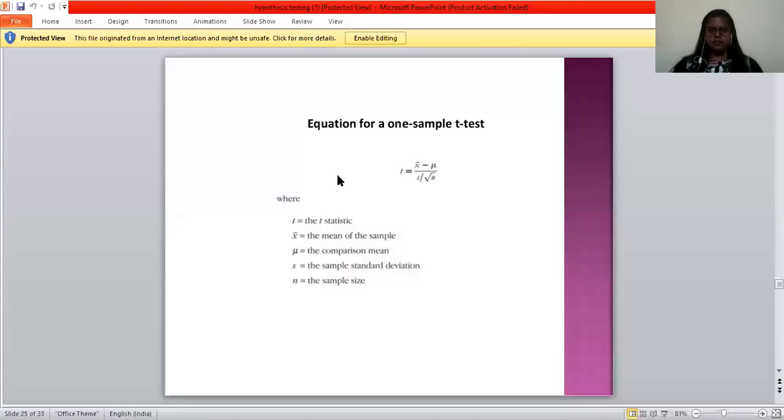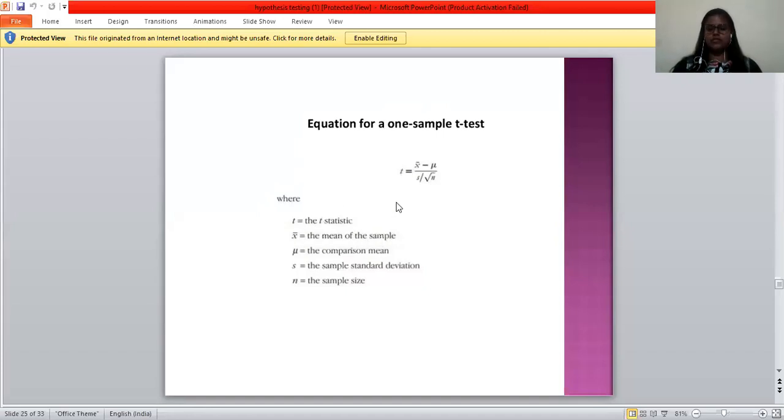You can see a slide which gives you the equation for the one sample t-test. You also have the two sample t-test, which is a paired t-test. Now this is the formula for the one sample t-test: t equals x bar minus mu divided by s over root n. So t is the t statistic, or the test statistic.